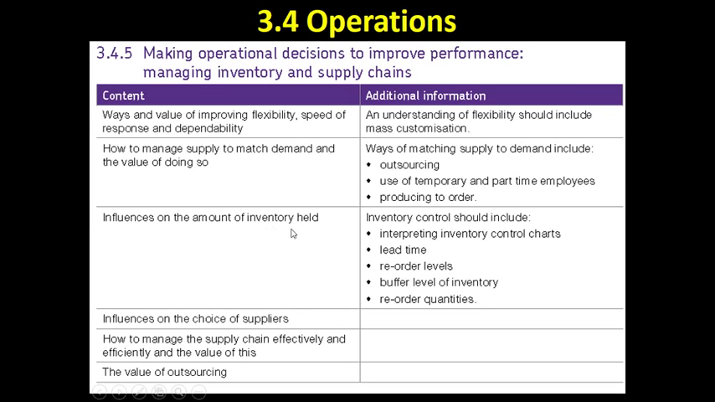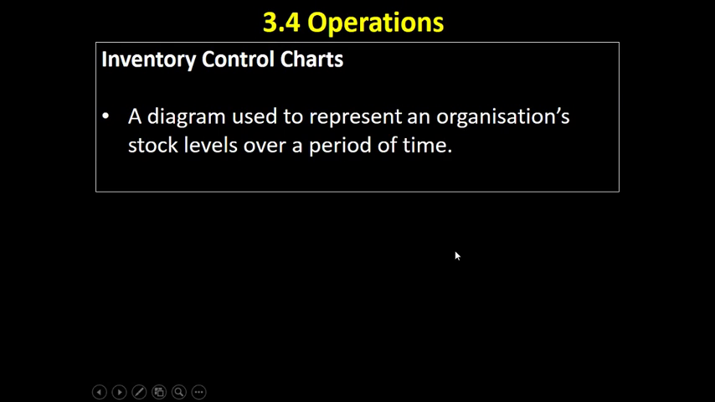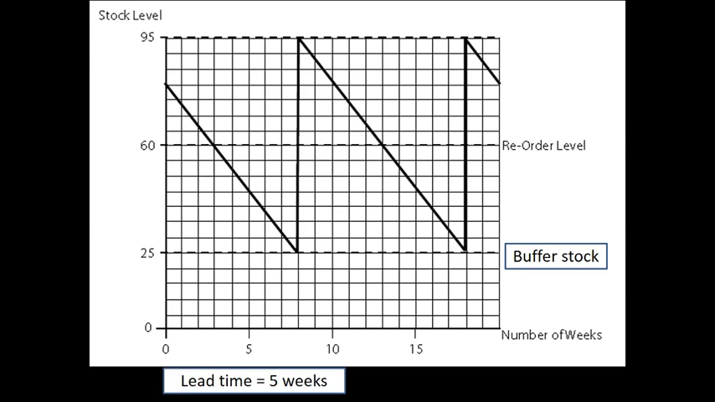So this video will cover these 5 bullet points here, looking at how we interpret an inventory control chart. So what is it? It's a diagram that's used to represent an organisation's stock levels over a period of time. Best way to learn it is to have a look at one, and we'll have a go at interpreting it.